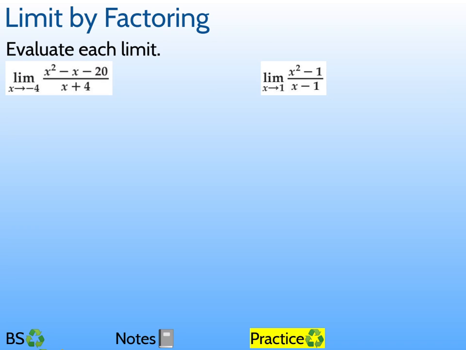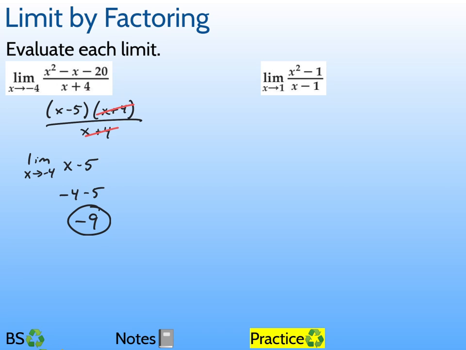So with our example from the brain starter, you can actually factor the numerator. The numerator would go to x minus 5 times x plus 4. And remember, the denominator is x plus 4. Well, since we have an x plus 4 and an x plus 4, we can simply cancel these out. And then, really what we're looking at now is the limit as x approaches -4 of x minus 5. For this, we can just substitute like we were doing the day before. You get -4 minus 5, or the limit is -9.